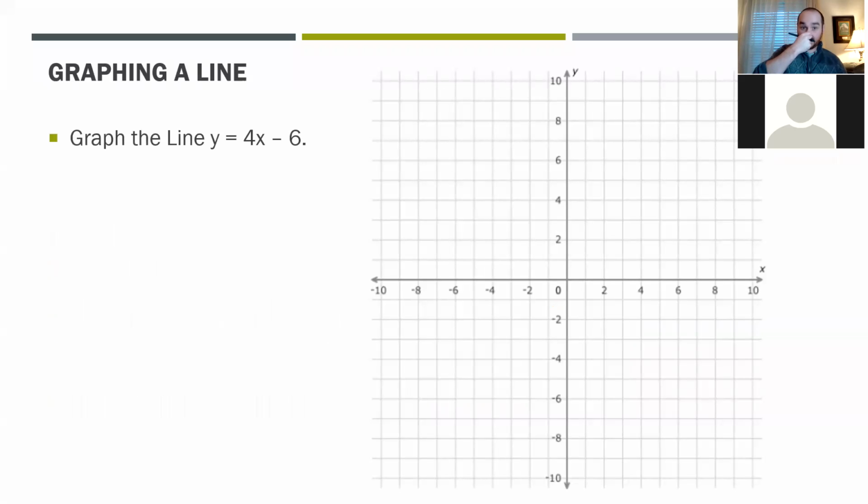So first off, we want to graph the line y equals 4x minus 6. So everybody should be able to tell me at this point, what are the things I need to do to be able to graph a line? What do I need?